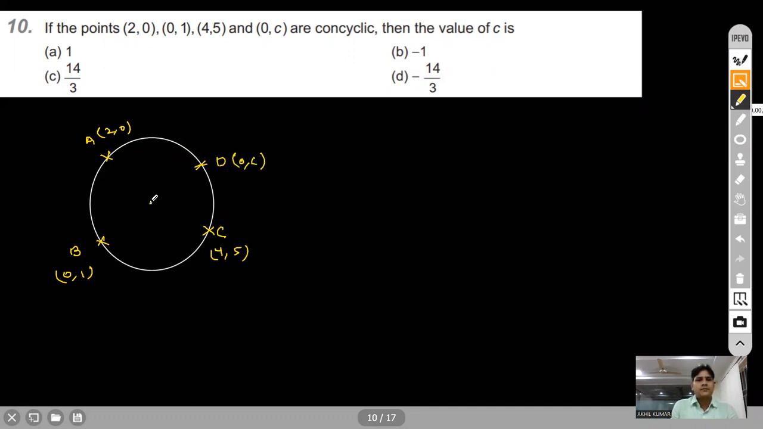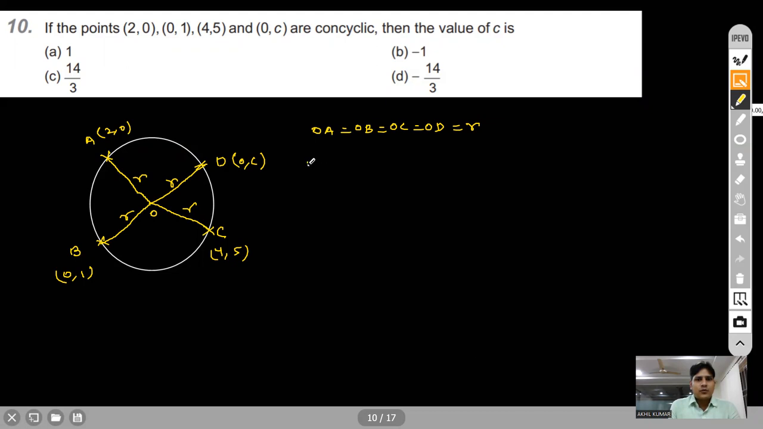So let me assume this as a center O. If you see, the distance of all these points from this center will be equal basically. All these will be equal to R, right? So all these distances will be equal. That is, OA is equal to OB, is equal to OC, is equal to OD, and that will be equal to the radius of the circle.